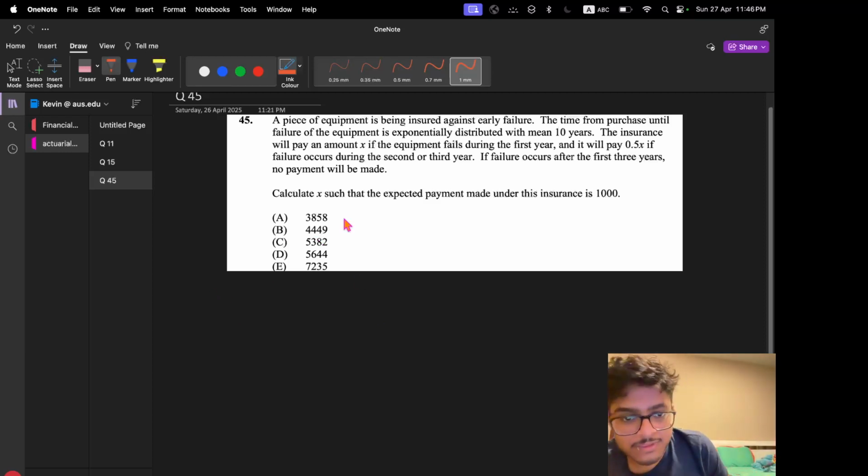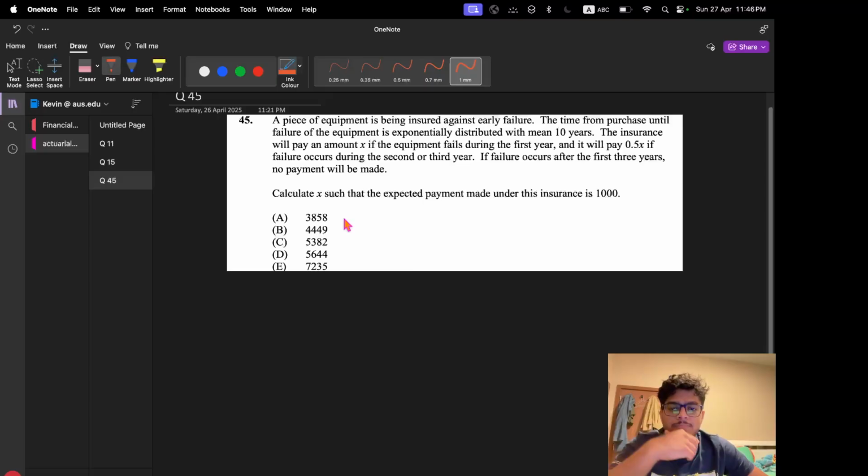Okay, let's see. So we have a piece of equipment being insured against early failure. The time from purchase until failure of the equipment is exponentially distributed with a mean of 10 years. The insurance will pay an amount X if the equipment fails during the first year, and will pay 0.5x if the failure occurs during the second or third year. If the failure occurs after the first 3 years, no payment will be made.